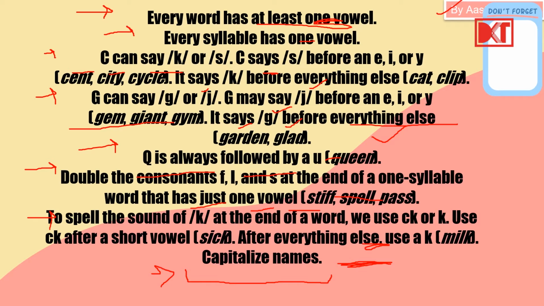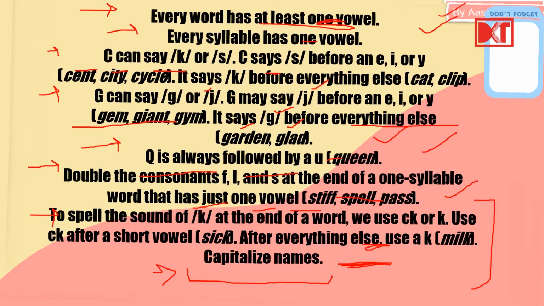These are the few rules we taught. Every word has at least one vowel. Every syllable has one vowel. C has the sound of K or S, G has the sound of G or J, Q is always followed by a U, double the consonants F, L and S at the end of a one-syllable word. Then spell the sound of K at the end of a word, either CK or K. Alright, these were a few rules for spellings.